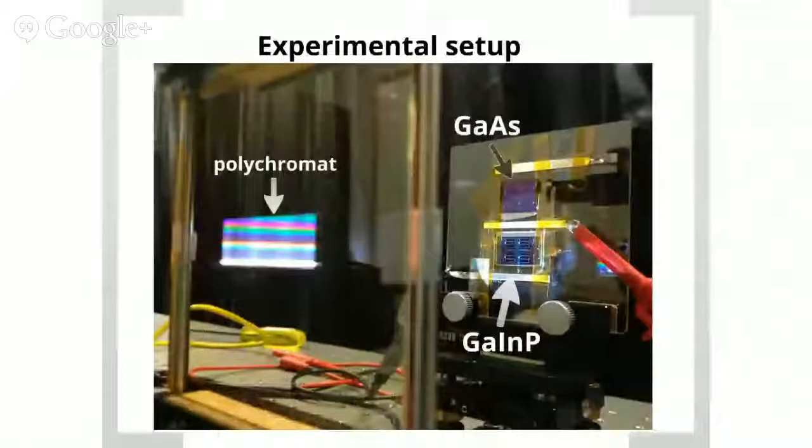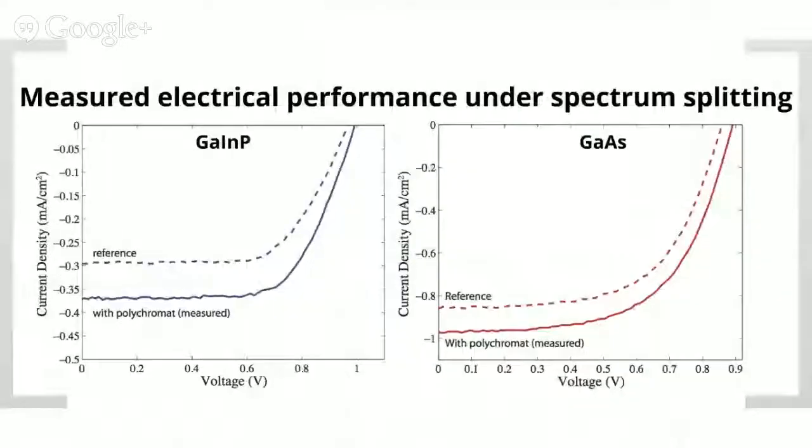So this is the polychromat that we use, which is of course different than the ones we saw, a little bit stronger. And these are the cells. So we have a gallium arsenide cell here, gallium indium phosphide cell here, and we place them essentially like that. Measure current. You can see the contact. Pretty simple experiment. Okay. Once we do this, this is what we see under experimental conditions.